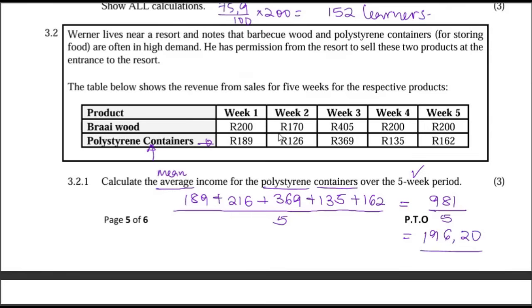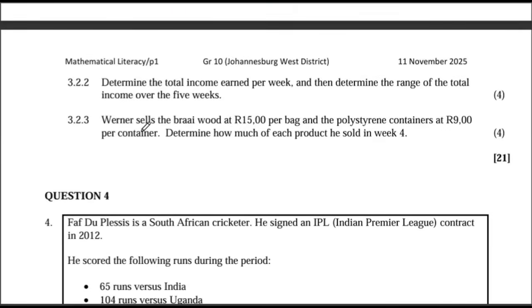That's how we do it. That was the mean. Okay. We go to question number 2.2. Determine the total income per week, and then determine the range of the total income.